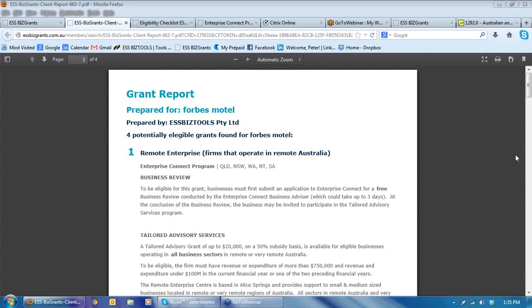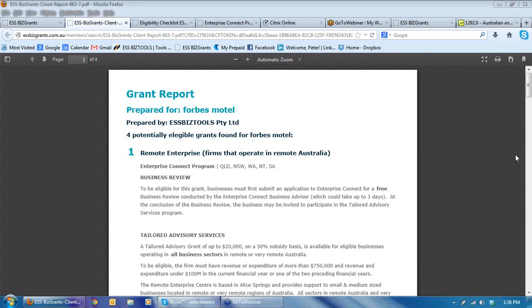If after you've produced the report the client then commissions you to undertake the work, it really depends how much work you're being asked to do. All these applications do take time, and it will vary. Enterprise Connect could be half an hour to an hour. Commercialisation Australia is a very difficult two-stage application process. I consult in this area, and I charge between $5,000 and $6,000 to assist people to apply for Commercialisation Australia. We charge that up front.